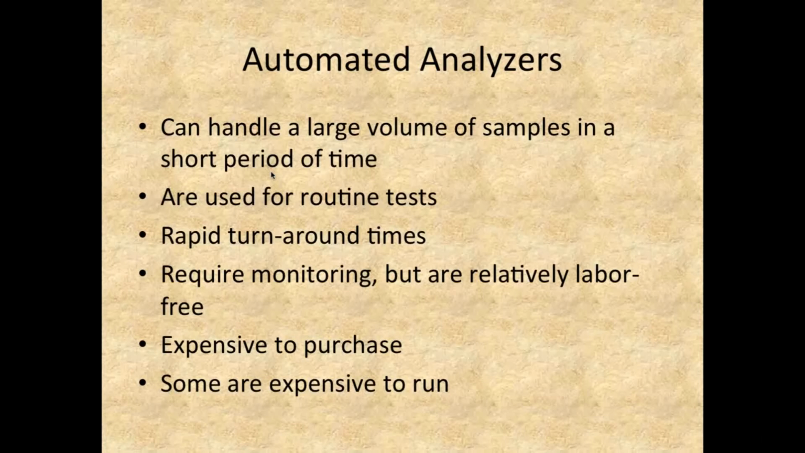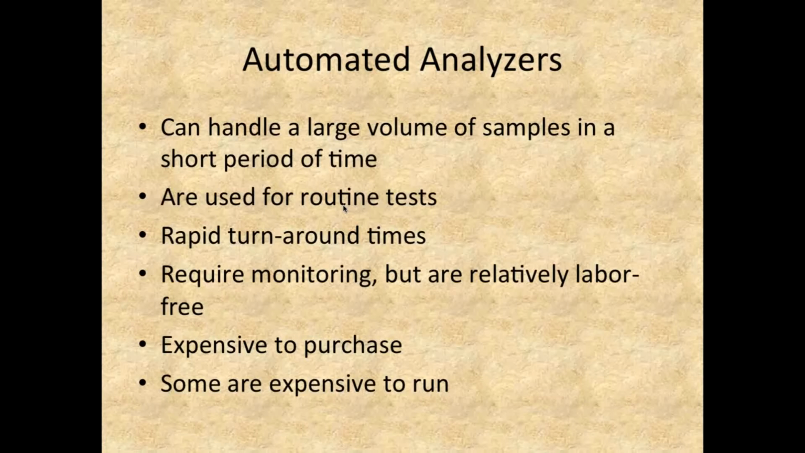Automated analyzers are very popular in clinical labs. They can handle a large volume of samples in a relatively short period of time. They're used for most of our routine tests. They usually give us rapid turnaround time. So if we want a blood glucose, for instance, on a patient within an hour or two after the blood sample is obtained, we can have that back to the physician in that period of time.